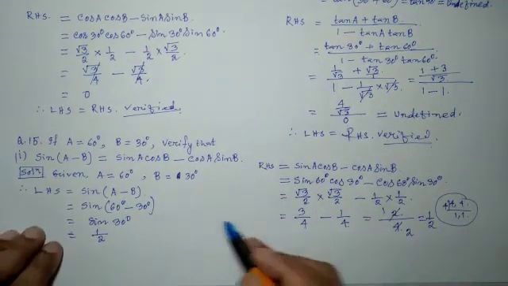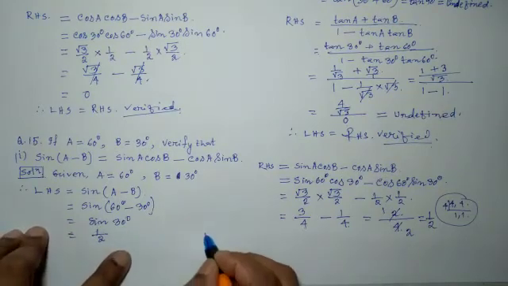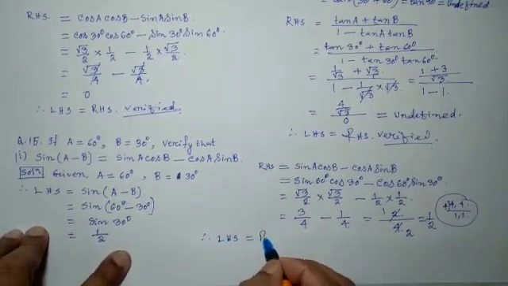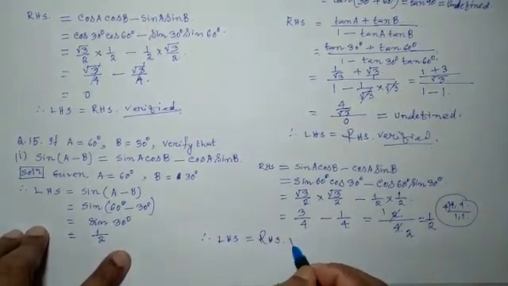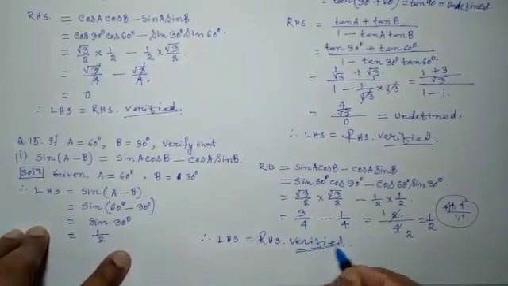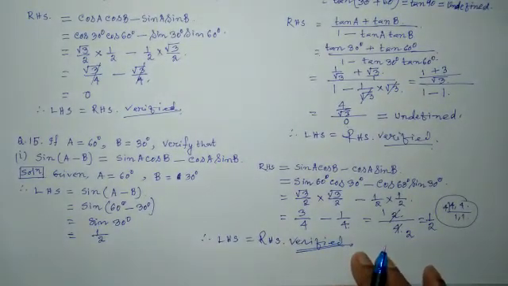And what is the value of the left side? That is also 1 by 2. So we can write, therefore left hand side is equal to right hand side, verified. The question is verify, so verified. So that is the end of the sum.